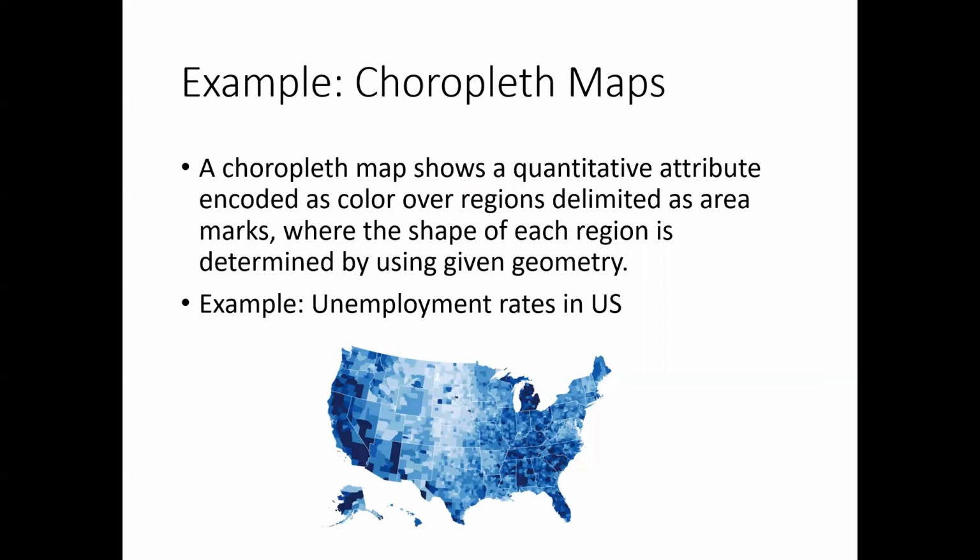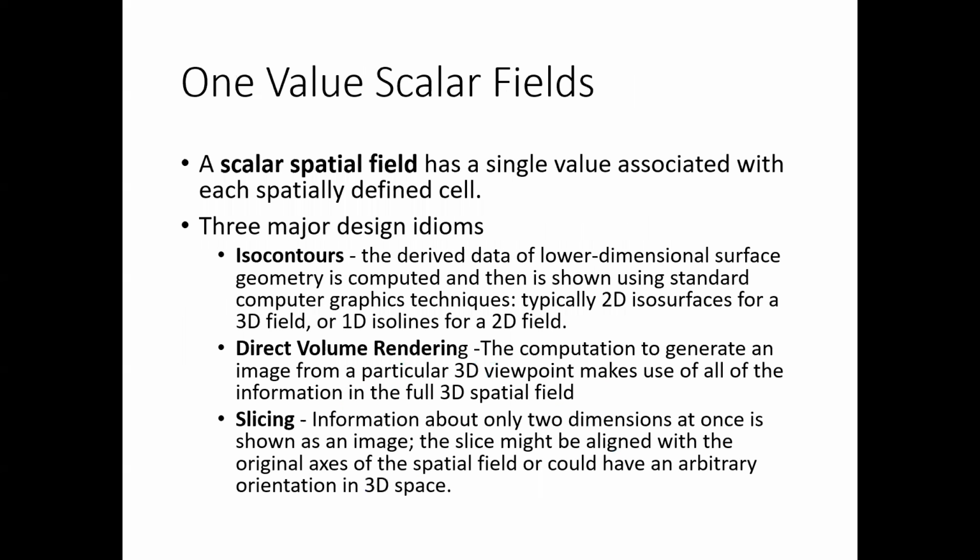Another example of representing geographic information is choropleth maps. And these show a quantitative attribute encoded as color over the regions. And here we see unemployment rates in the US. The darker blues would be higher unemployment, and the lighter blues would be less unemployment. Or at least that's the way I would interpret the graph here. It may, in fact, be the opposite, but I think darker blue indicates more unemployment, and usually that's how the color's encoded on these.